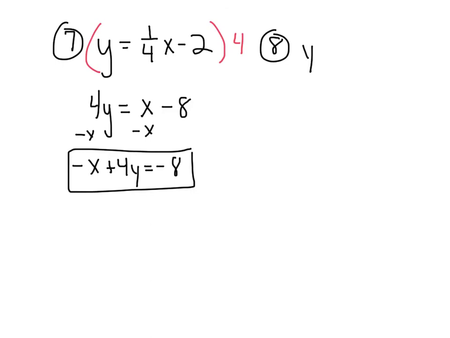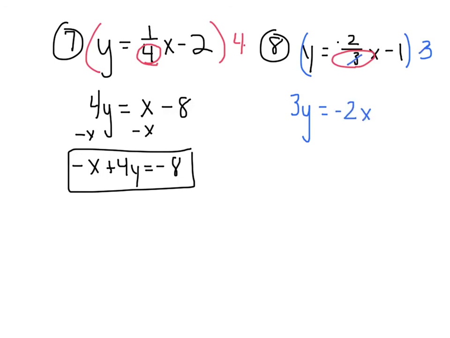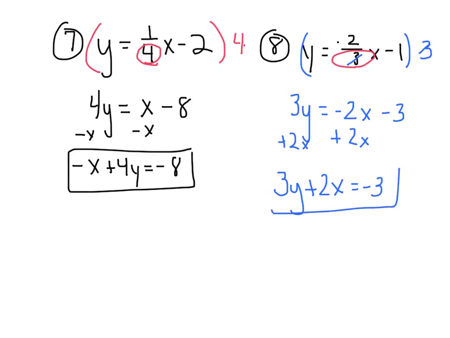Number 8. Y equals negative 2/3 x minus 1. I want to get rid of this divided by 3, just like over here. How do you get rid of divide by 4? You times 4. How do you get rid of divide by 3? Times everything by 3. That gives me 3y equals, these 3's cancel, negative 2x. 3 times negative 1 is minus 3. I now add 2x to the other side. 3y plus 2x equals negative 3. And there's your answer.